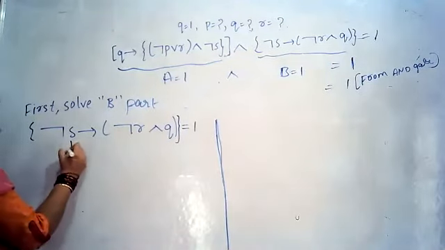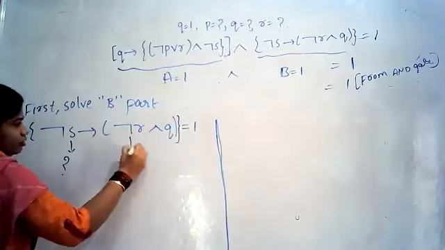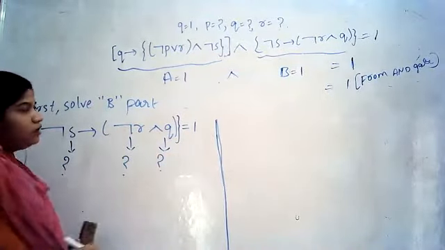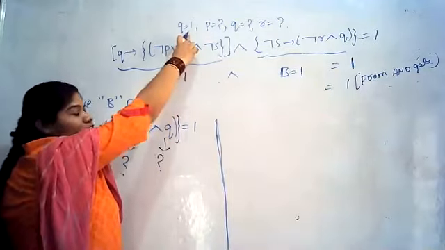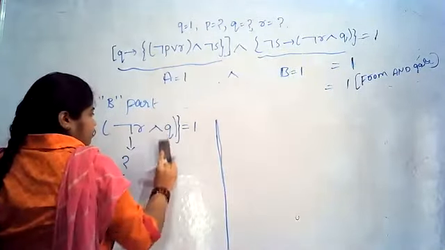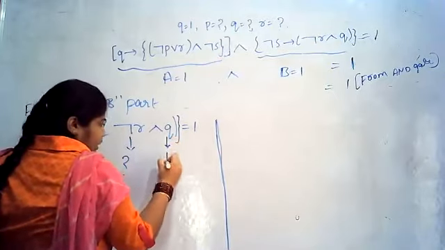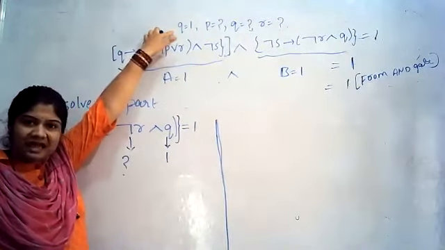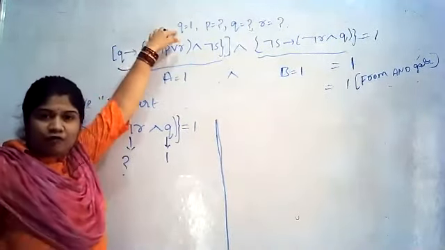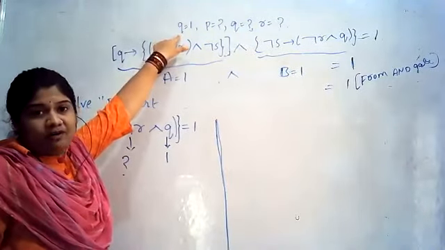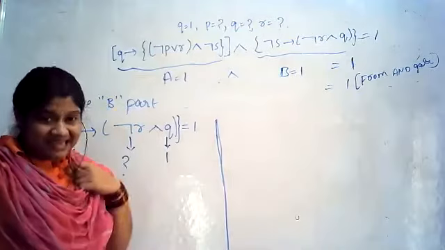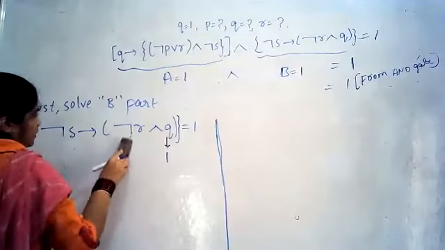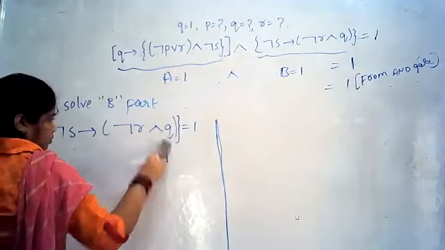Now I need to find out what this negation S is, what this negation R is, and what this Q is. No doubt, from the question, if you notice, they have given Q. They have given Q as 1. How did I get this 1? From the question, they have given Q is equal to 1. Whereas they have not given what P is, what R is, or what S is. Okay, so I got Q now.